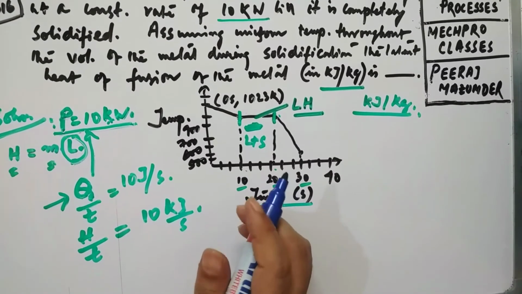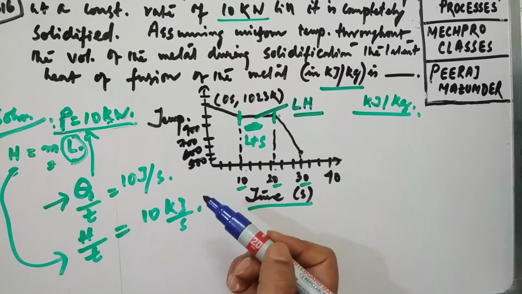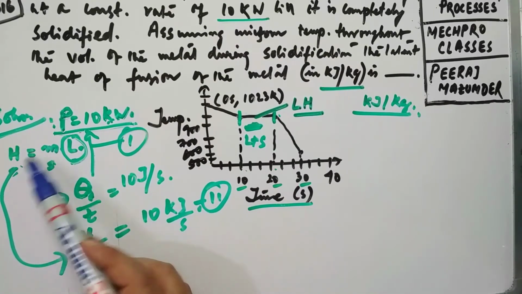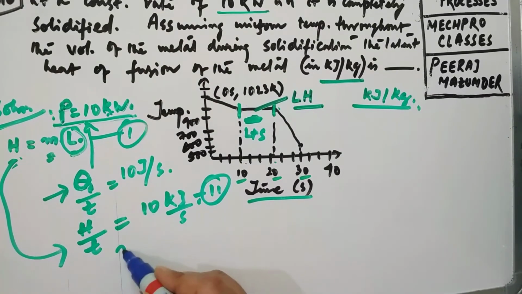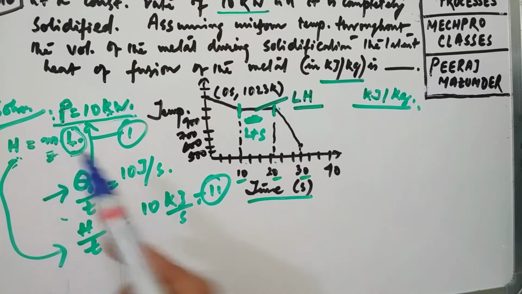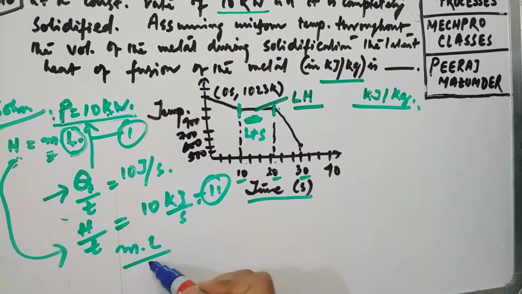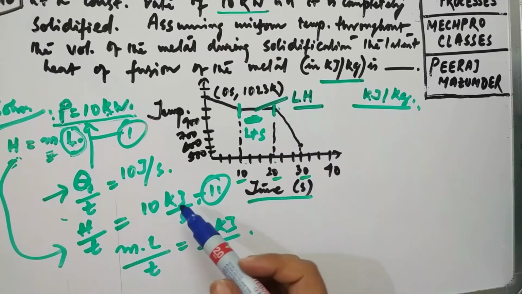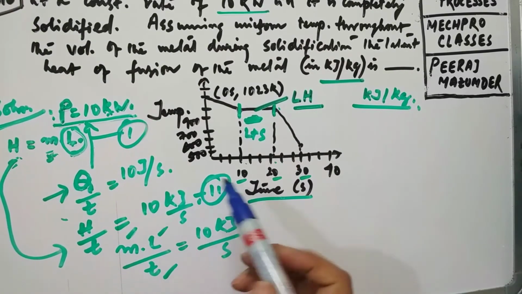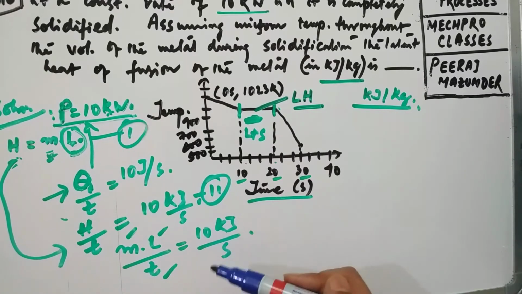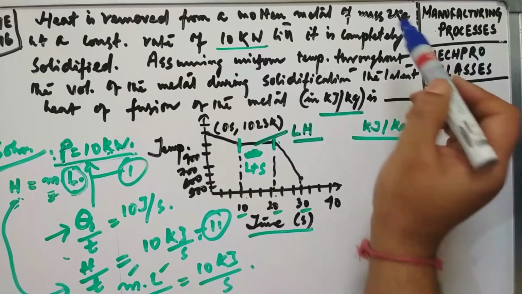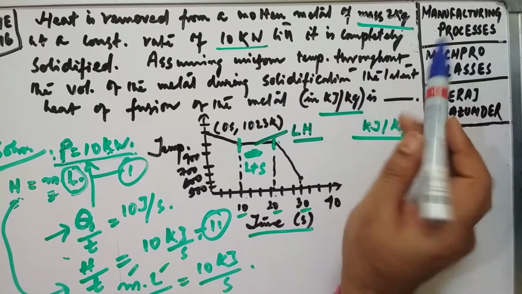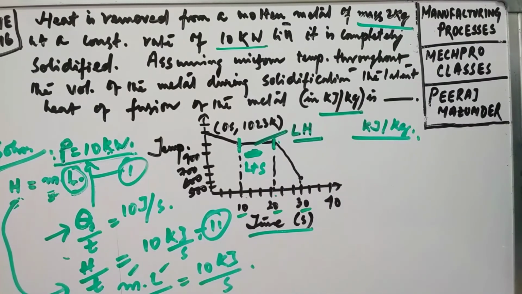Now look, we have two equations, so let us name them 1 and 2. If you substitute the H value, M into L, in this one, it will be M into L by T equal to 10 kilojoule per second. Now we have to find the mass as well as T in order to find the latent heat. Now look, how do we find the mass? It is given that the molten metal has a mass of 2 kg, so you can write it as 2. Latent heat we don't know.